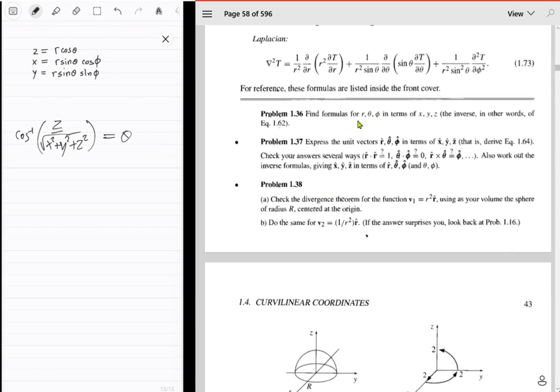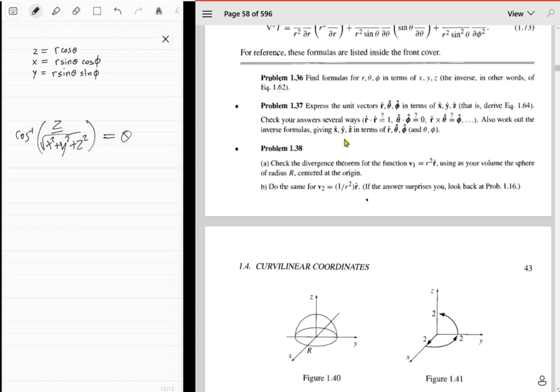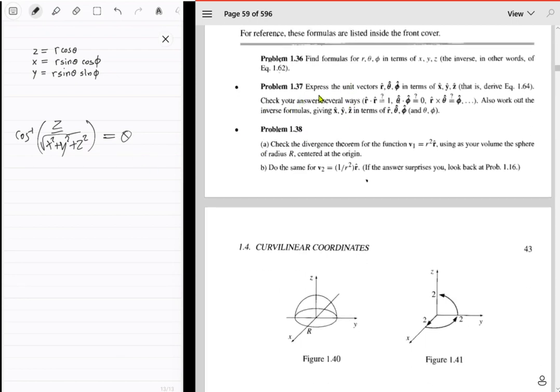Then for r, r is just square root of x squared plus y squared plus z squared. No big deal. Okay, problem 1.37. Express the unit vectors r hat, theta hat, phi hat in terms of x hat, y hat, z hat. That is, derive equation 1.64.